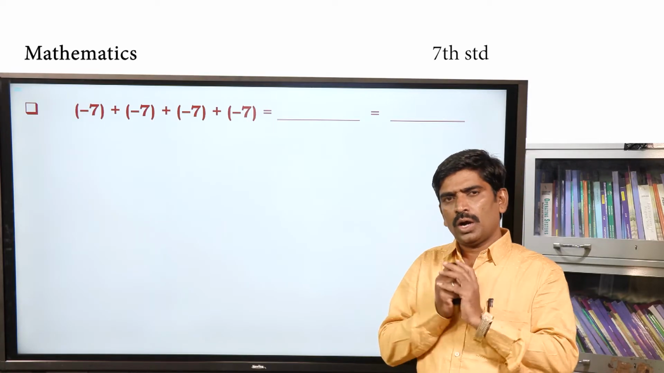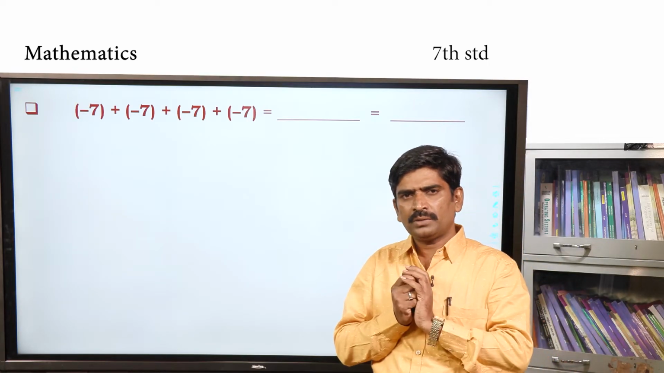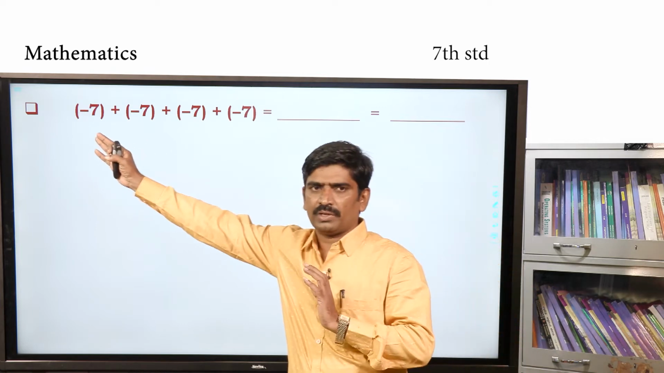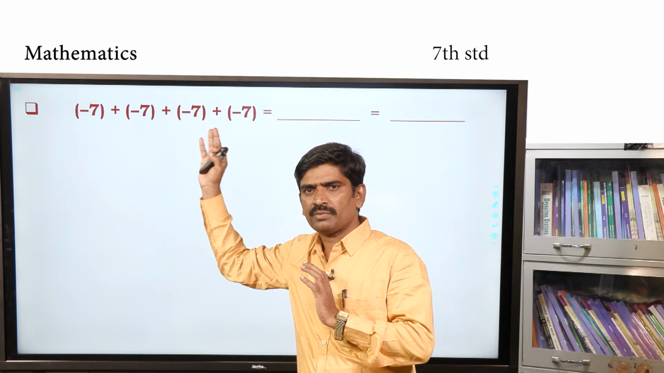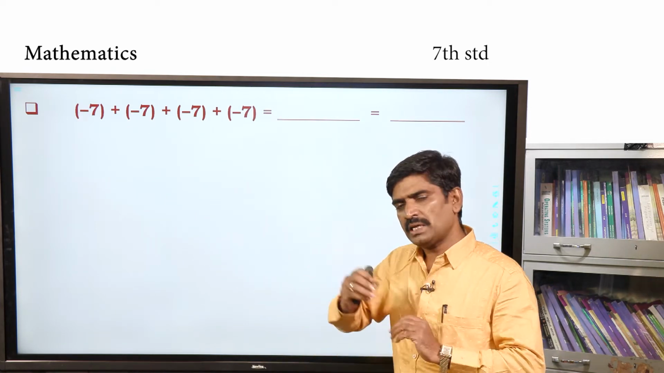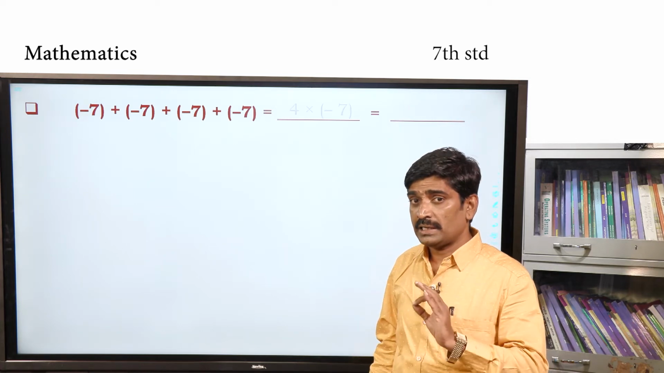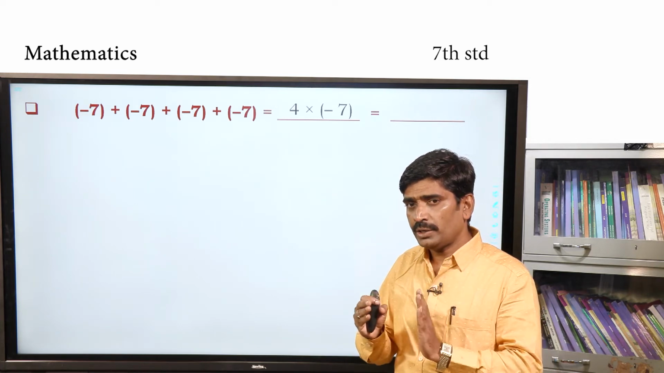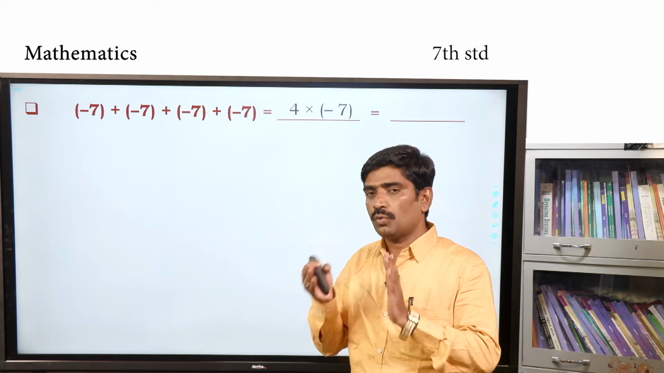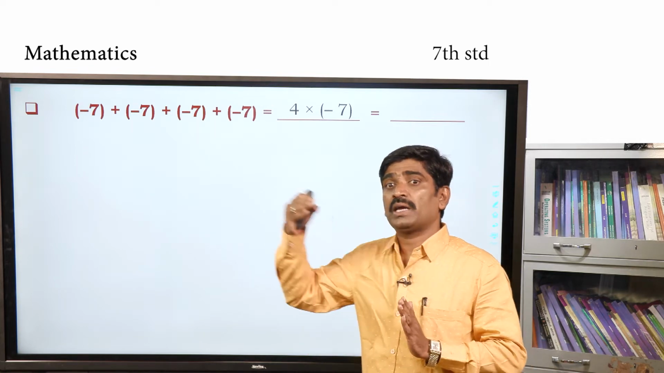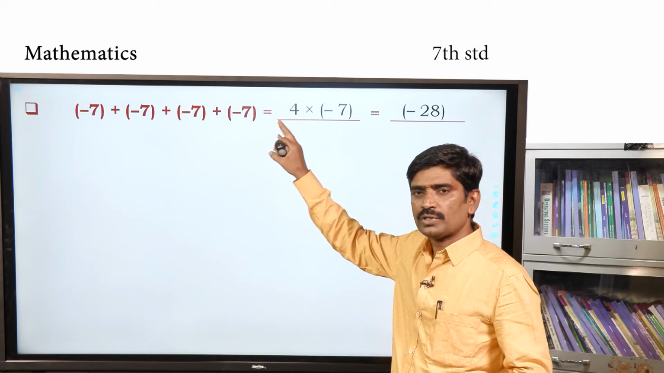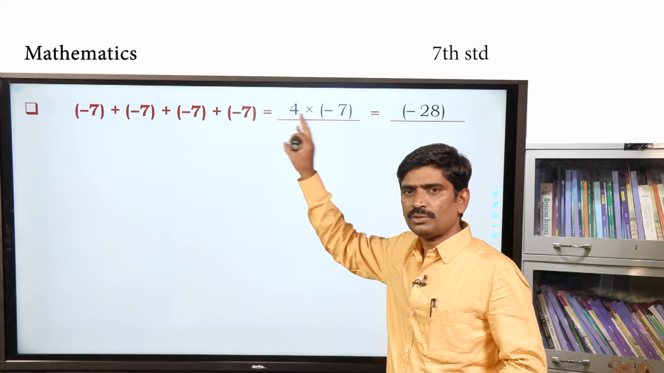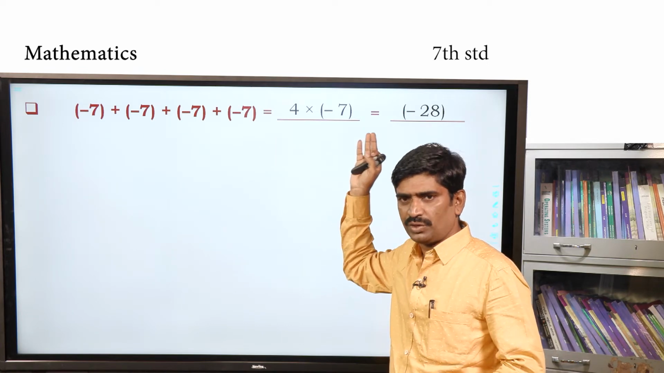Here, how many times is 7 given? 4 times 7 is given: minus 7, minus 7, minus 7, minus 7. 4 times is there. How is it written? That is 4 into minus 7. 4 times minus 7: 7 4s are 28. Plus into minus is minus, so that is minus 28.